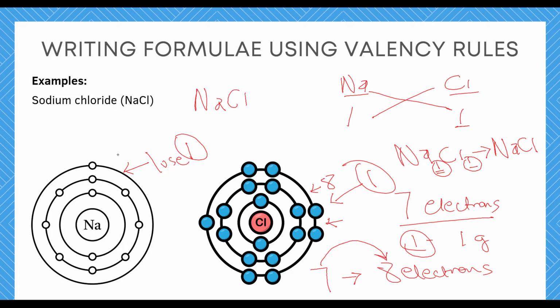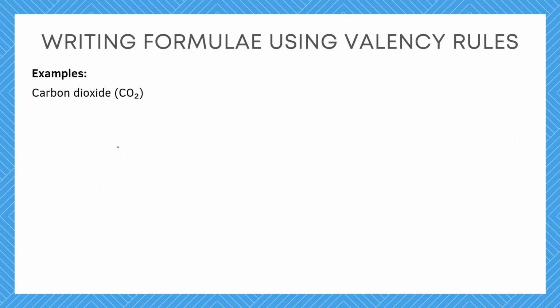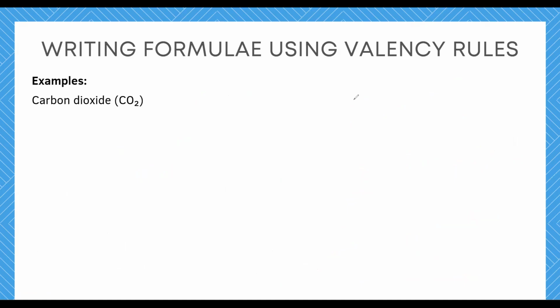Did you understand what I just did? Yeah. Are you sure? Yes, sir. Okay, so let's move on to another example. Carbon dioxide, CO2. What is step number one? Step number one is to write the letters out. All right, the symbols of the elements. So the first symbol is carbon, which is C, right? Yeah. And then we have oxygen, which is O.